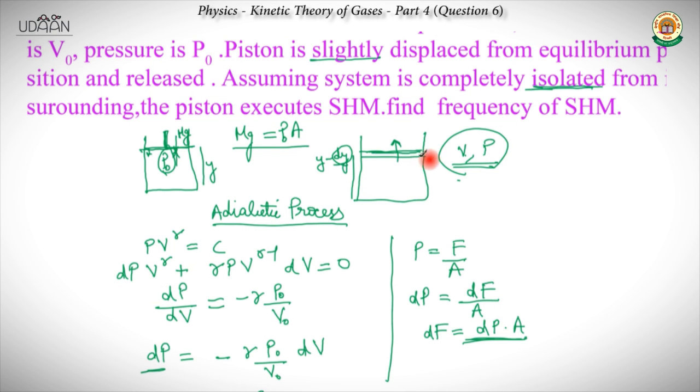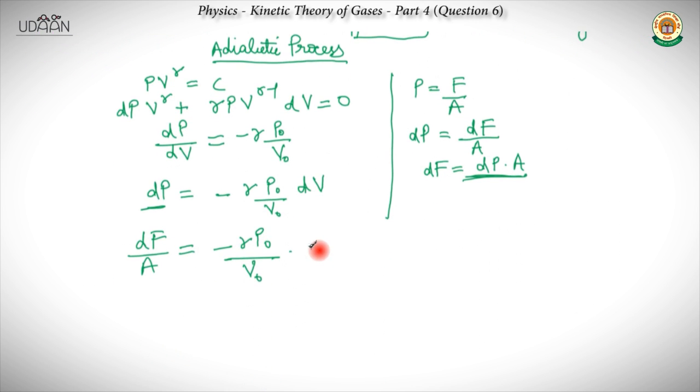The area of the piston was the same as the cross section, so area was A, and let's say this, and we move it by dy. So the corresponding change in volume that occurs is A dy. Correct. We write that down here, dV as A whole into dy. Now we write down the formula for dF equals minus gamma P naught by V naught A square dy. So we get this formula for dF.